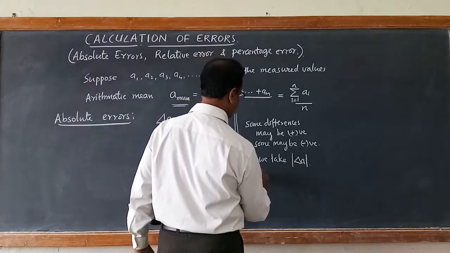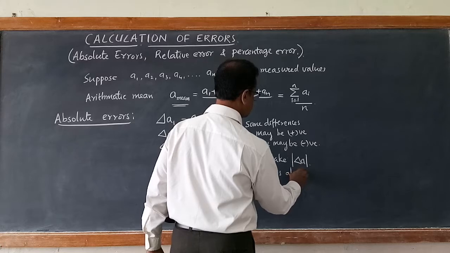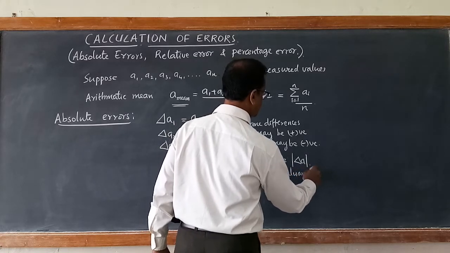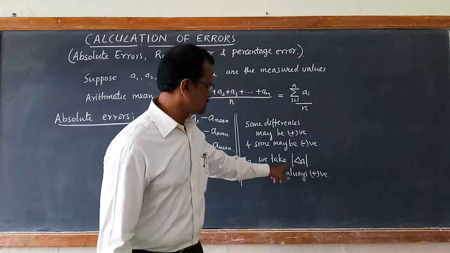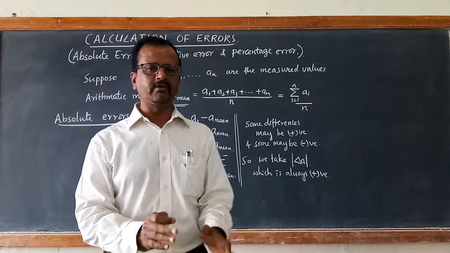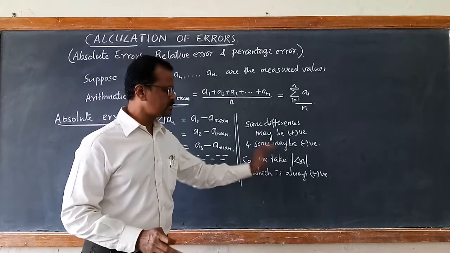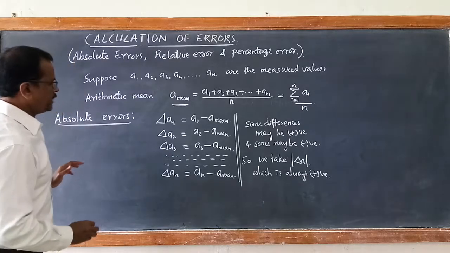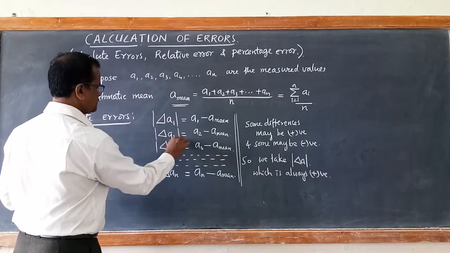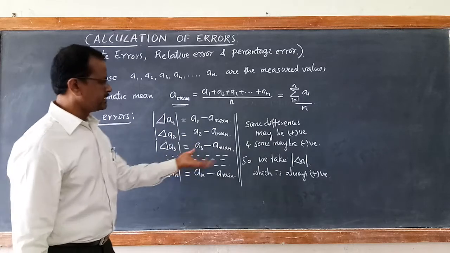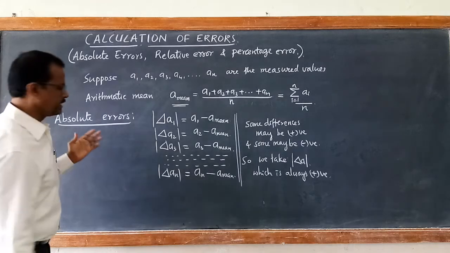So we take the magnitude, which is always positive. It means the modulus of any quantity. You know, this is the symbol of modulus. The modulus of any quantity is always positive. Even if it is negative, if you take the modulus of that, that becomes positive. So we take the magnitude of all these, so that the magnitude of all these will give us the positive values. So this is how we define what is absolute error.